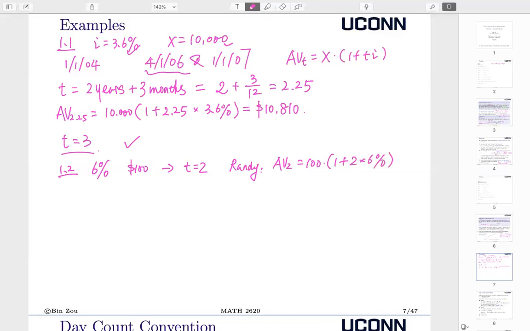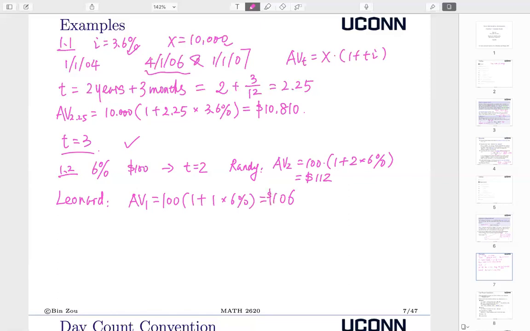So what I have is $112. There's another guy, Leonard. Leonard withdraws his accumulated value at the end of 1 year. So he withdraws his money at the end of 1 year, for the same $100. So invested for 1 year, it's obvious the amount is $106.